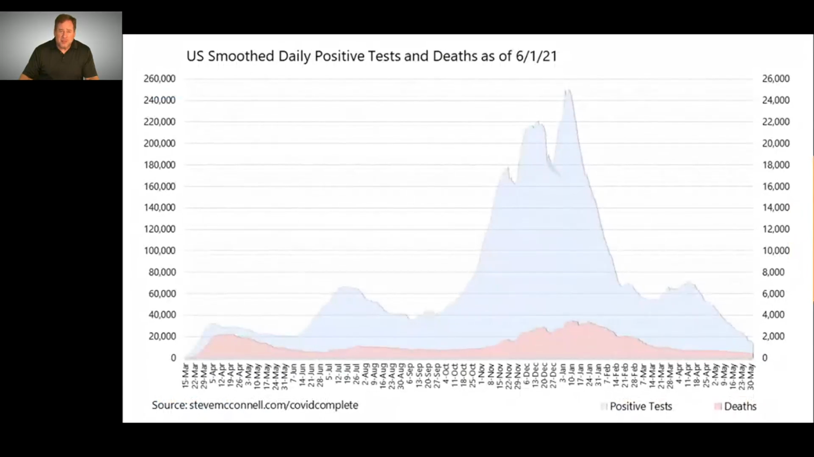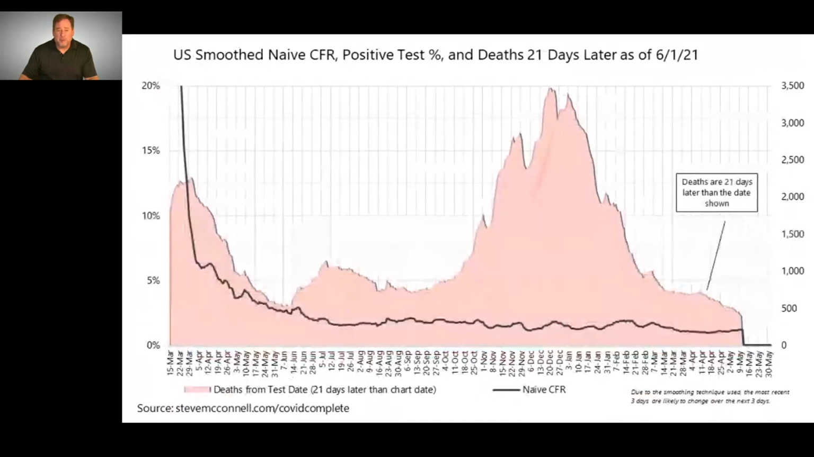My forecasting method is really just based on looking at the number of positive tests, applying a ratio, and calculating a number of deaths from that. Pretty simple approach. The black line on this chart shows what's called the case fatality rate, which is basically the number of deaths divided by the number of positive tests some number of days earlier. That number of days earlier has shifted over the course of the pandemic. Currently, I'm using 21 days as the gap between the positive test and the death.